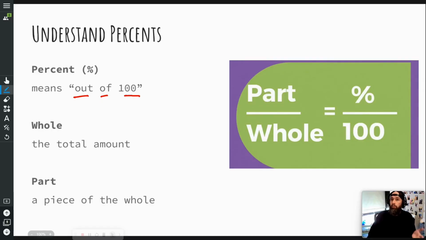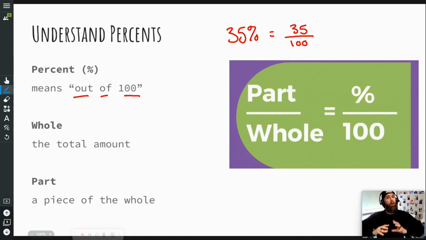So 21% means literally 21 out of 100. You have your part and you have your whole. Okay, so 35% is the same exact thing as 35 out of 100. That's what a percent is. So the larger the number, the more of what we want out of the total amount. The smaller the number, the less of what we want. So if you've taken a test and you got a 90%, that means if it was 100 questions, you got 90 of them right, and that's why you get an A.